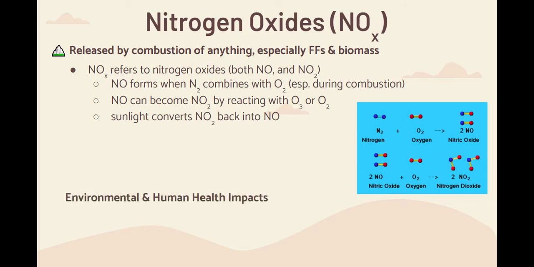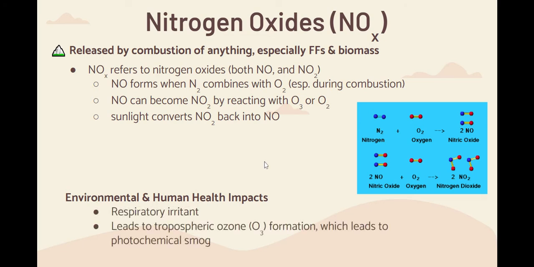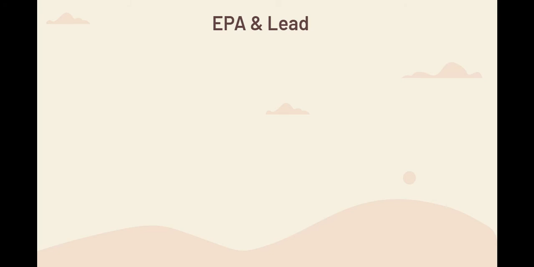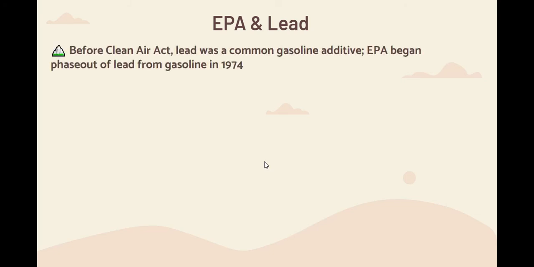Human and environmental facts of nitrous oxides: it's a respiratory irritant. It leads to ozone formation, which leads to photochemical smog, and it combines with water and oxygen to form nitric acid, which causes acid precipitation.